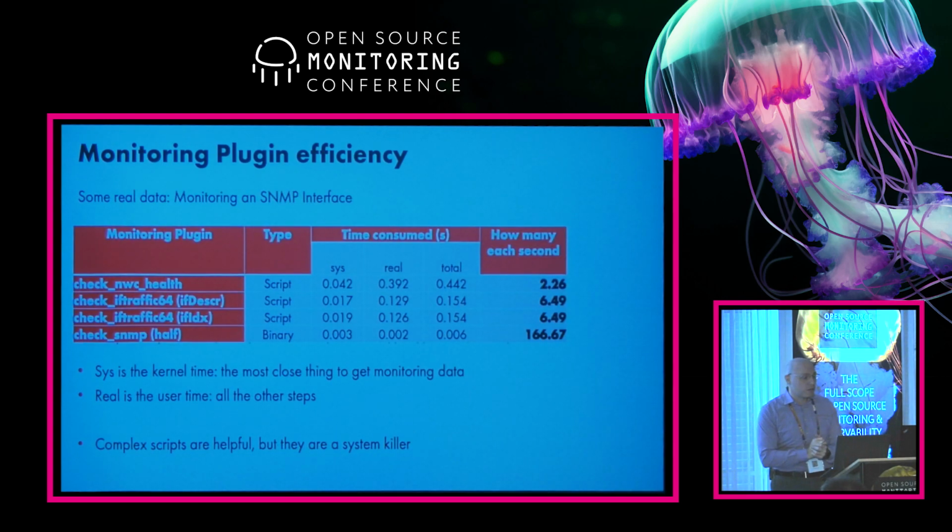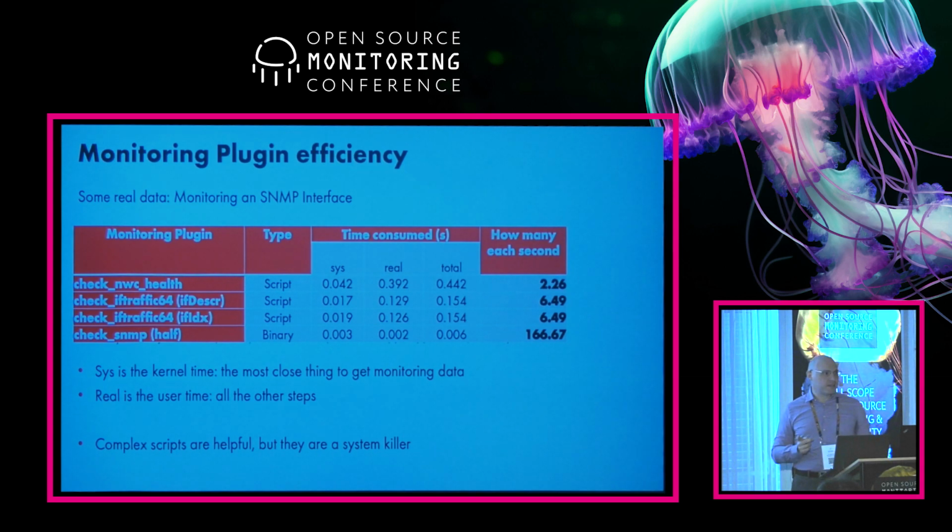We're talking about SNMP monitoring, so why not go through SNMP interface monitoring tools? We have check_nwc_health, the Swiss Army knife for network monitoring. How many check_nwc_health can we run each second for each core? Around 2.2. Not so much. We have to scale. So let's use something more specific: check_if_traffic_64. 6.4, 6.5 per second per core. Good, we are making a huge improvement, but this is not enough.